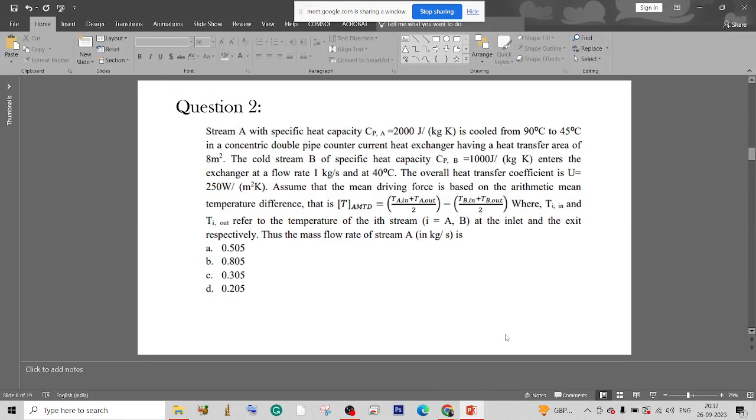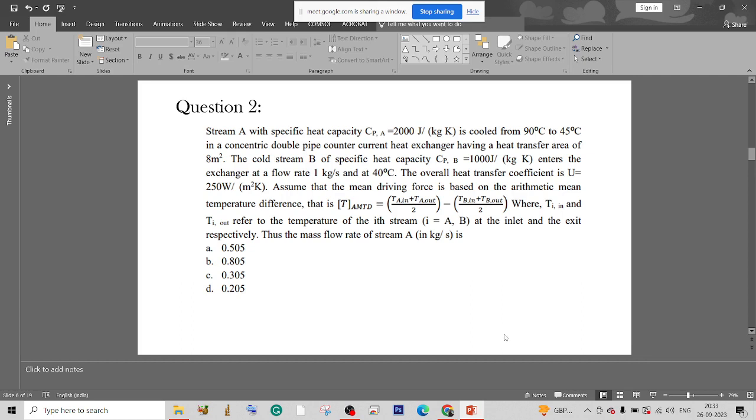So this is question number 2. Steam A, with specific heat already given, is cooled from 90 to 45 in a concentric double pipe counter current heat exchanger, which has a heat transfer area of 8 meters square. The cold stream, having a heat capacity of 1000 joule per kg Kelvin, enters the heat exchanger at a flow rate of 1 kg per second and at 40 degrees Celsius.